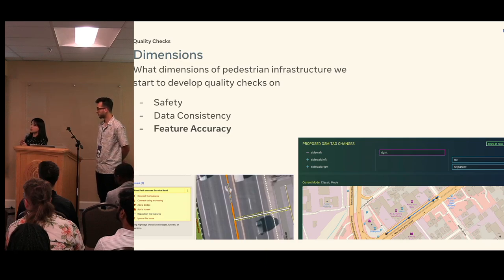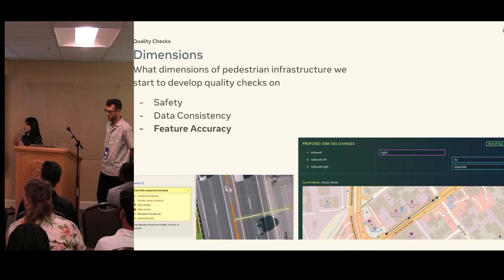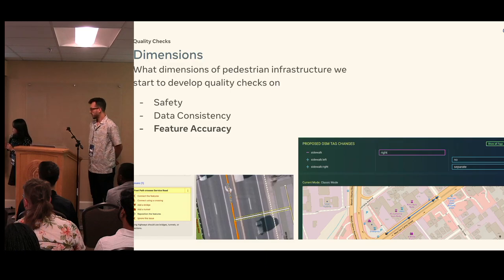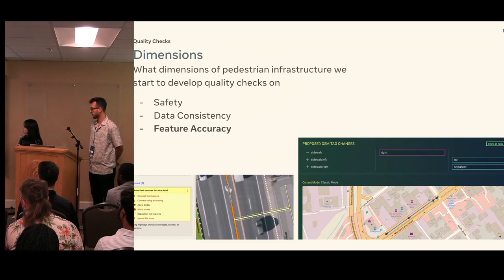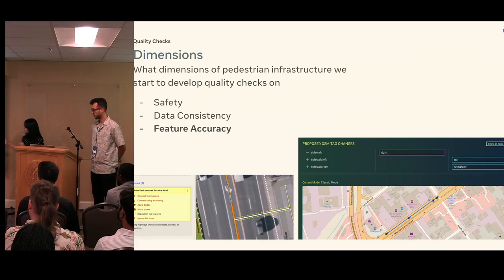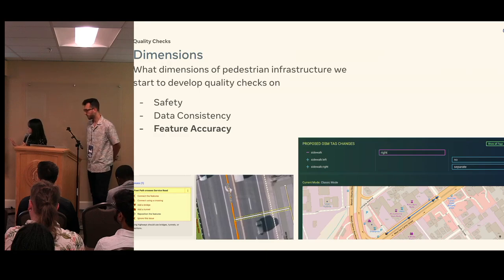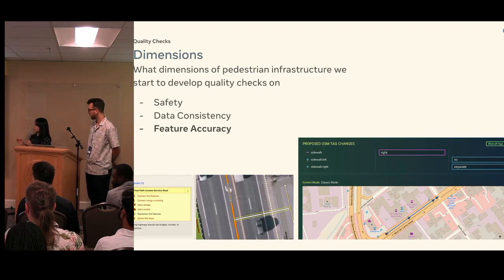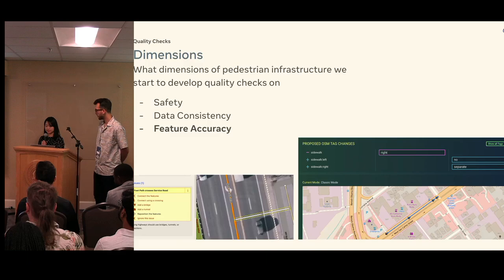And the third dimension is feature accuracy. The quality check in this dimension is to look for any invalid behavior in the pedestrian data. Like the example shown here, the left side shows a pedestrian way crossing the highway improperly. And the example on the right side shows the tagging of this highway for the sidewalk could be improper. So the quality check would flag these issues. We also integrate some machine learning approaches for quality checks in this dimension to look for invalid behavior and also validate the accuracy of features.